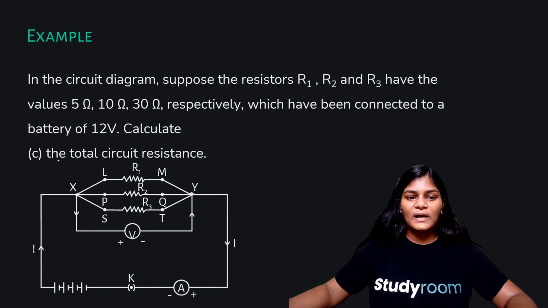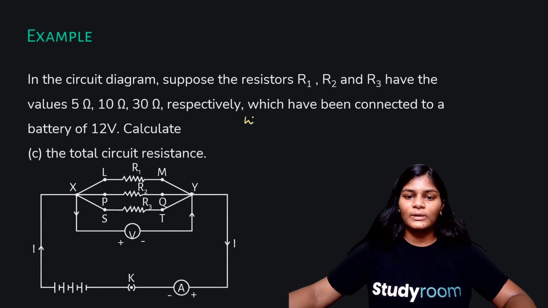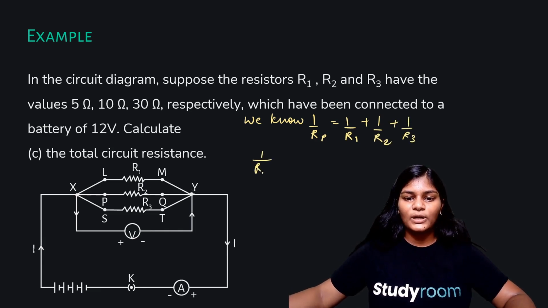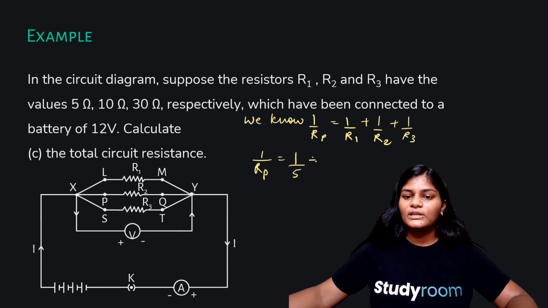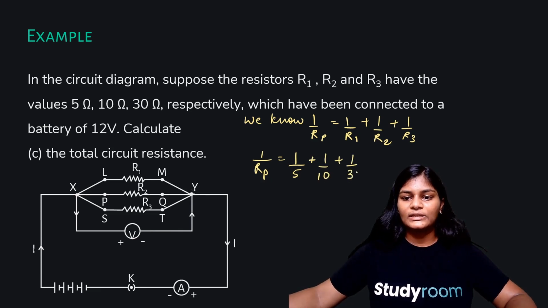Okay, moving on. The last part says the total circuit resistance. So now we are going to use the formula. We know that for Rp, the parallel resistance, 1 upon Rp is equal to 1 upon R1 plus 1 upon R2 plus 1 upon R3. So we need to find 1 upon Rp, right? We put the values: 1 upon what is R1, 5, then 1 upon what is R2, 10, then 1 upon what is R3, 30.